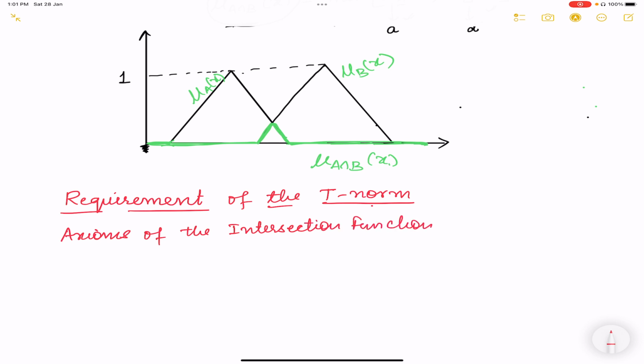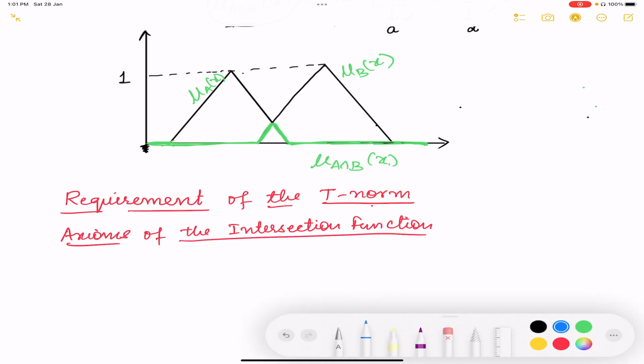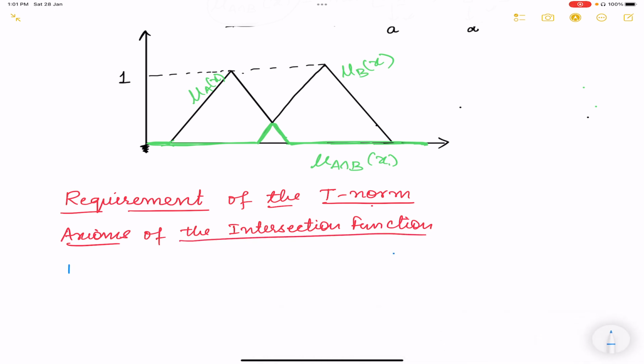Perfect. So from this, the first axiom is monotonic. I'm not going to write again that the intersection function is, as defined above, from [0,1] cross [0,1] to [0,1]. Now this function I has to be monotonic.